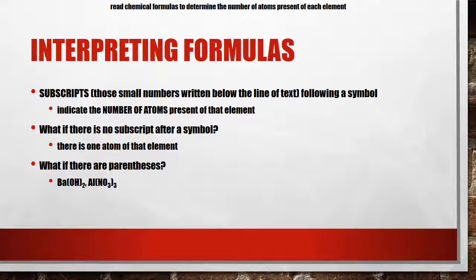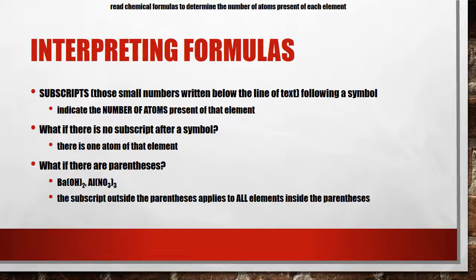We have Ba(OH)2, where the O and the H are together within the parentheses, and the 2 is outside the parentheses. And then we have this symbol here, Al(NO3)3, where the NO and that first subscript 3 are in the parentheses, and then the second 3 comes outside of the parentheses. What in the heck do we do with those? Well, we'll see some examples here to help you interpret those formulas.